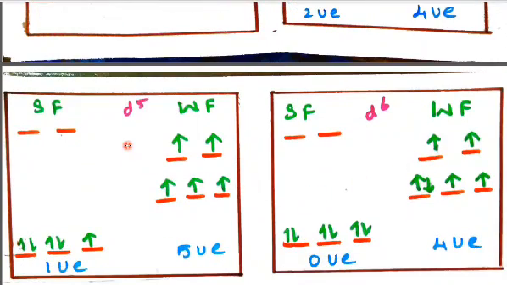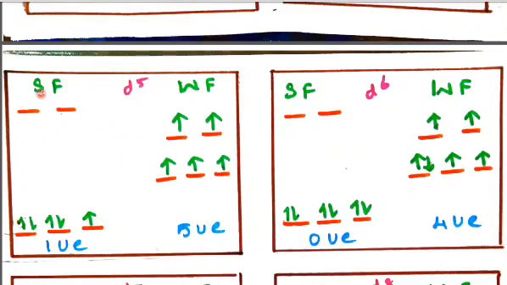Next we will take the case of d5 electrons. For strong field ligand, the energy gap is large. So filling the electrons 1, 2, 3, 4, 5, pairing takes place. It is not possible to climb up to the higher energy level because the energy gap is large. So pairing takes place in the lower energy itself. So we have only 1 unpaired electron.